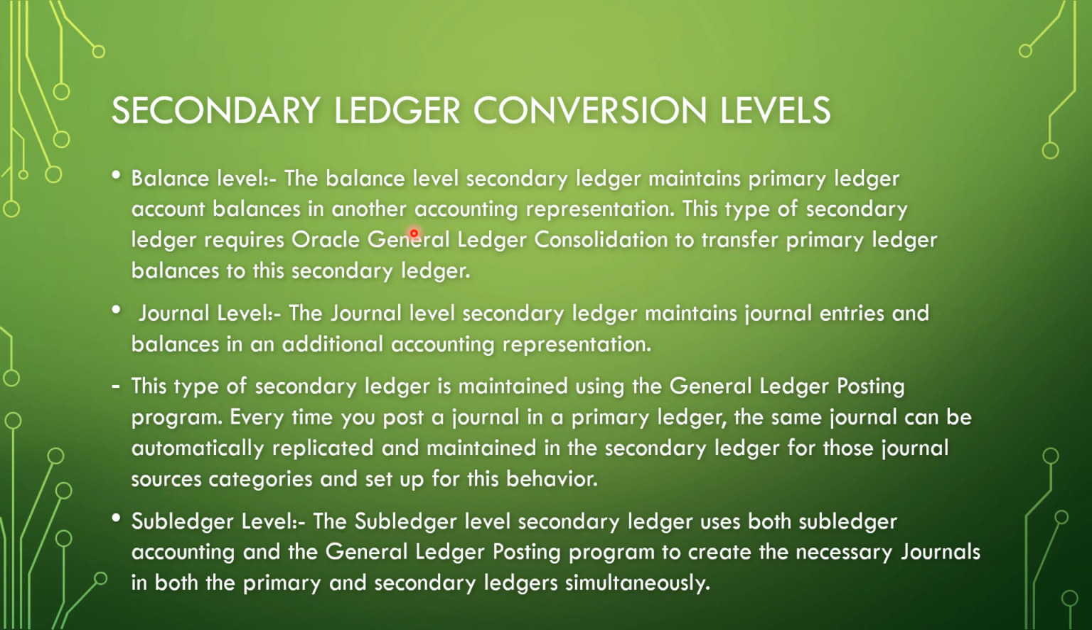Here we know the balances will be transferred. Second, journal level, we have already seen the journals will be transferred. Normally we use balance level. Next is subledger level, subledger-wise. The posting of the necessary journal in the primary is at the subledger level.